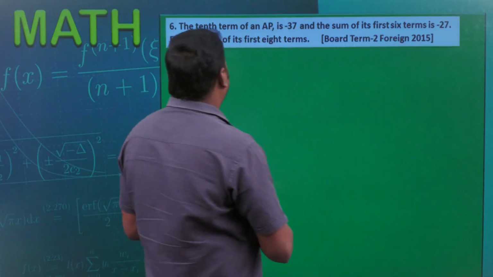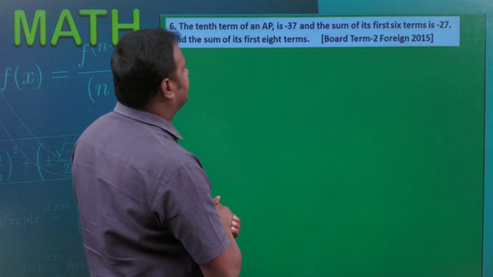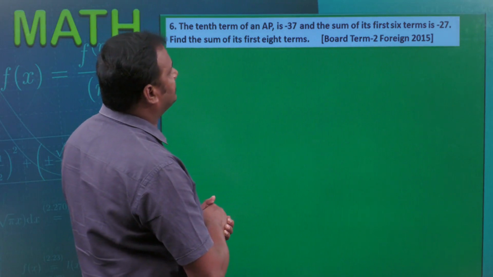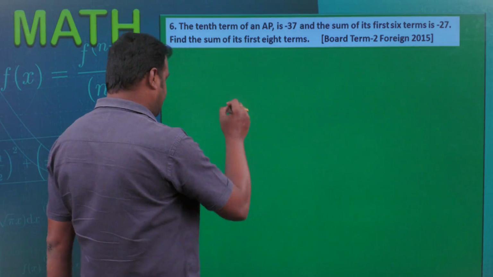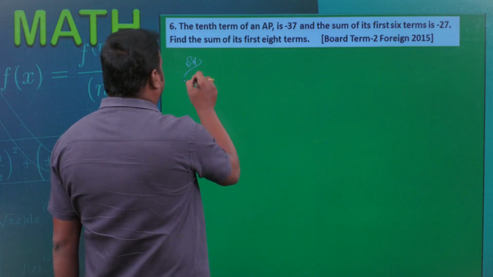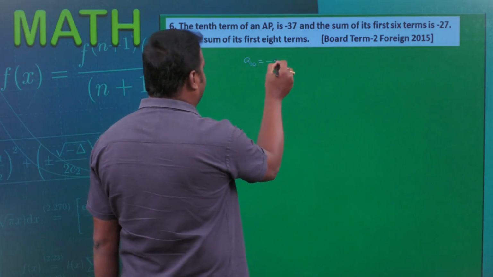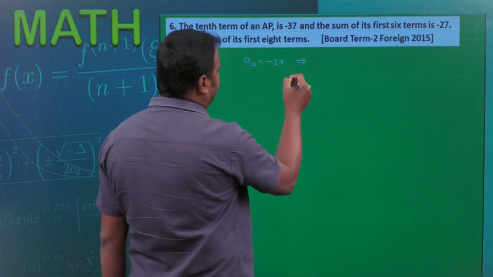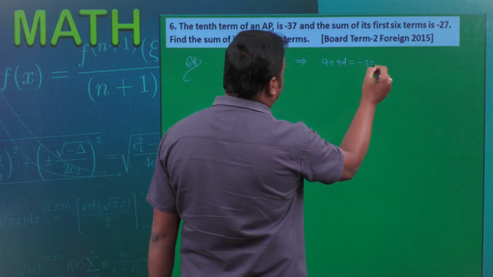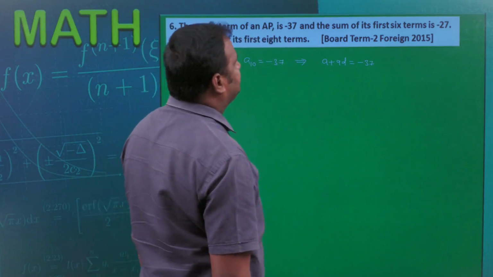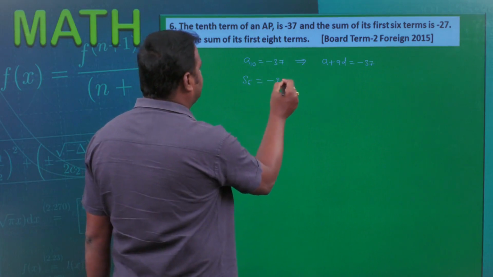So the next problem is: the 10th term of an arithmetic progression is minus 37 and the sum of its first 6 terms is minus 27. Find the sum of its first 8 terms. See here, the 10th term of an AP is minus 37. 10th term means A10 is equal to minus 37. What is the formula for the 10th term? A plus 9D is equal to minus 37. And the sum of its first 6 terms, S6, is equal to minus 27.